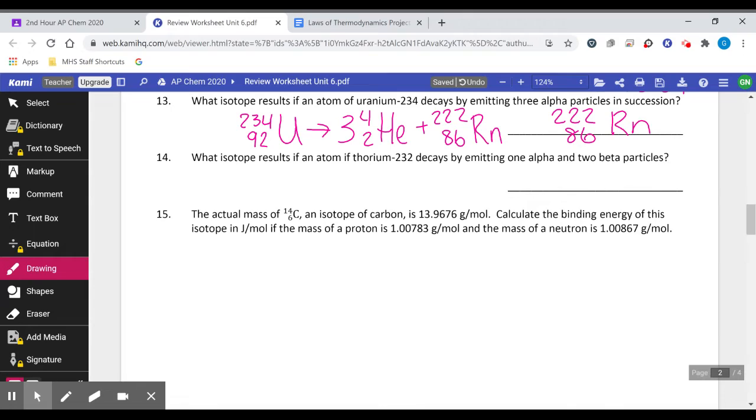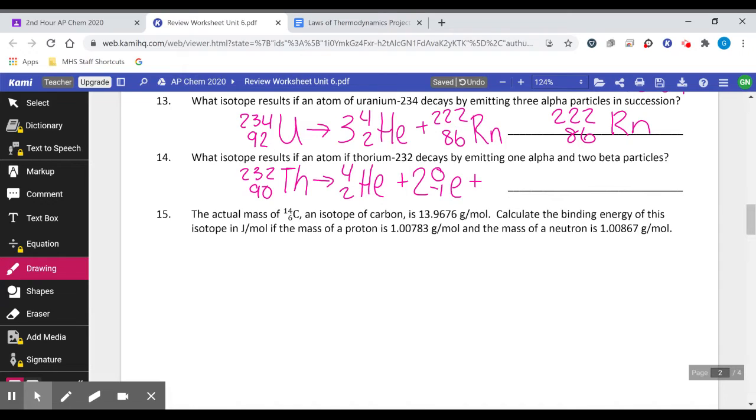Okay, on number 14, what isotope results if an atom of thorium-232 decays by emitting 1 alpha particle and 2 beta particles? So we have our 232 thorium, atomic number 90. And we're going to decay. We're going to emit 1 alpha and 2 beta. Remember that 2 out in front of your beta, you'll have a 2 times a 0 for the top number, 2 times negative 1 for your electron, or for your bottom number there. That's how that'll work. And so what must be the top number for this daughter nuclide?